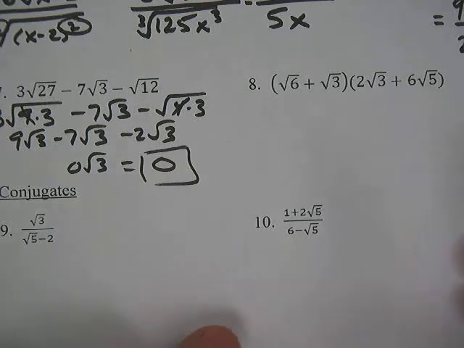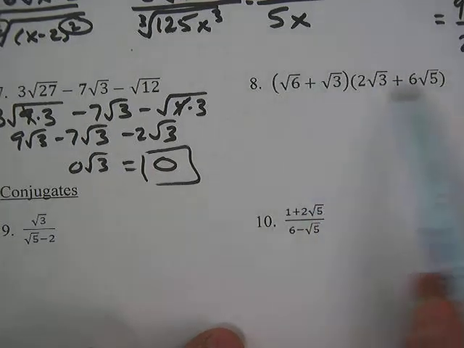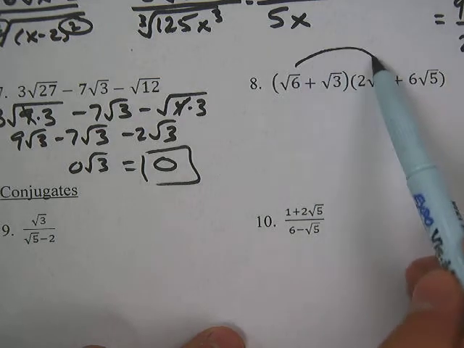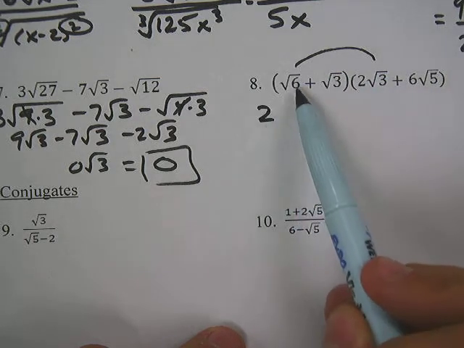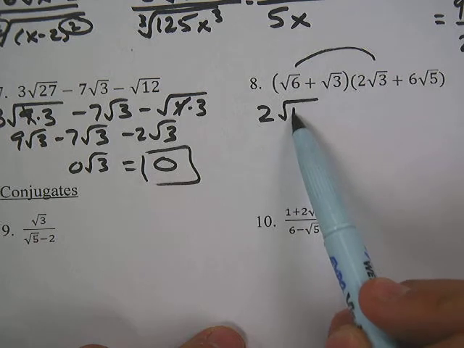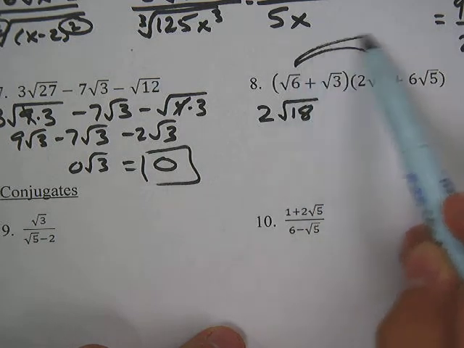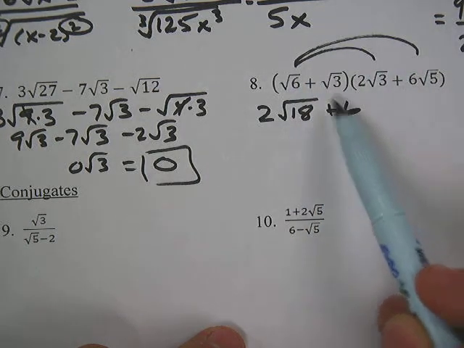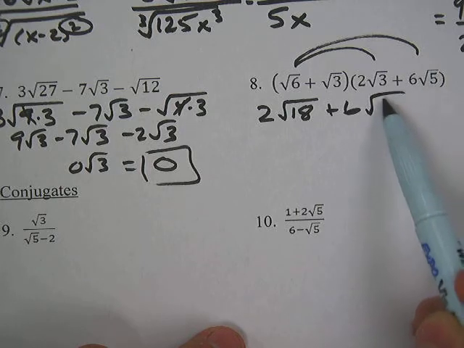Now, one of the last things we're going to talk about with simplifying radicals is if you multiply. Multiplying is easy too. You're going to just simply multiply the numbers on the outside, and then you multiply the numbers on the inside. So what I mean by that is if we're going to multiply these, you're going to distribute.